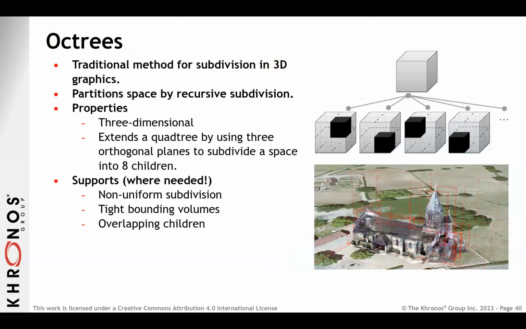Likely most all of us here are familiar with octrees, because these have been the go-to standard for 3D graphics for decades. They're three-dimensional. They extend a quad tree, which we'll talk about in a moment, by using 3 orthogonal planes to subdivide a space into 8 children. They're really useful for non-uniform subdivision or tight bounding volumes. If you have overlapping children, it's very efficient. There are many cases where the extra complexity is unnecessary, especially when you're dealing with terrain data or any sort of flat plane of data. So we're going to talk about where it makes sense to use an octree and where it doesn't.